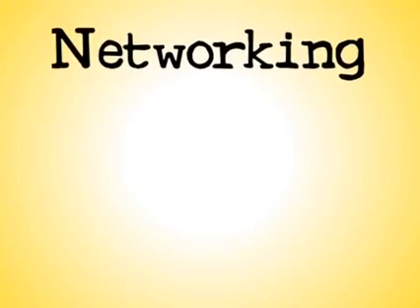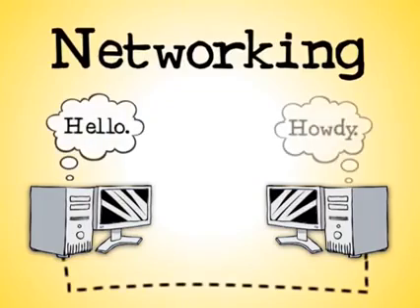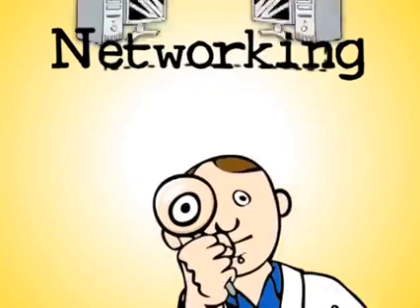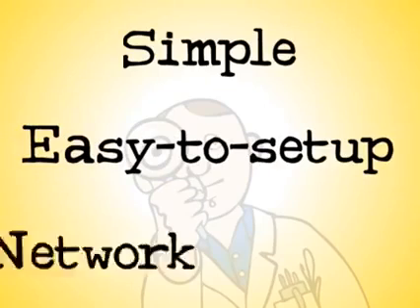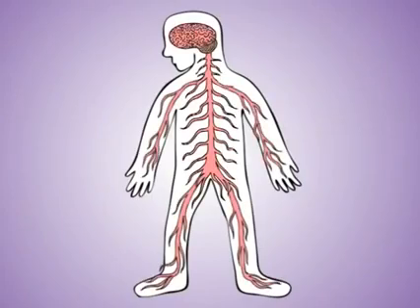Networking is the word people use when they're talking about connecting computers together so they can share data with each other and all connect to the internet at the same time. Let's take a closer look at the key components that make up a simple, easy to set up network. Think of a network as something similar to your body's central nervous system.